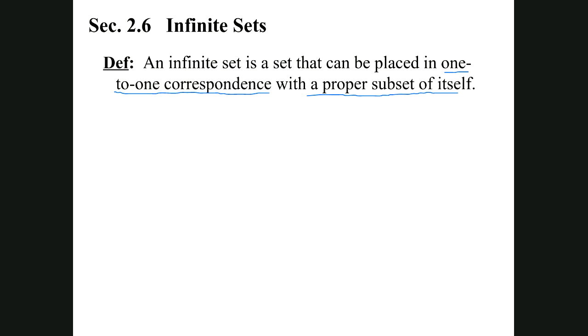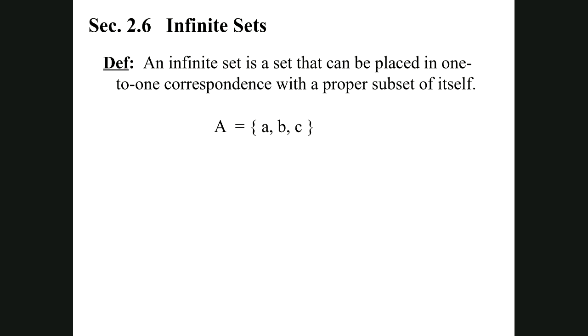So how could this be? How can we create a one-to-one correspondence with a proper subset of itself? Well, it's only when this can be done that we have an infinite set, because it cannot be done otherwise.